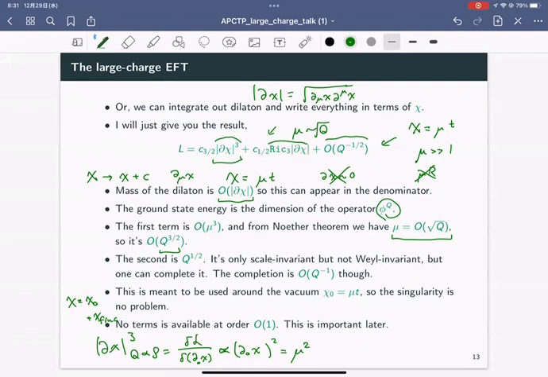This term is only scale invariant, but not Weyl invariant. But one can complete this term with some Weyl completion. The completion is lower order in the one over Q scaling, so we forget about it. As I told you, this is meant to be used around the vacuum chi zero equal to mu t, so the singularity at the origin is not a problem. And it's important that there is literally no term available at order one. This is going to be important later. Even if you want to write down a term of order one just using chi, you can't do it. So that's going to be very important.